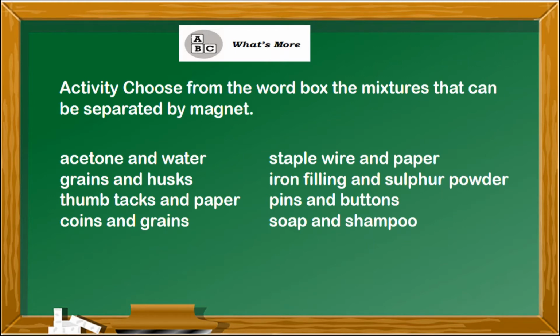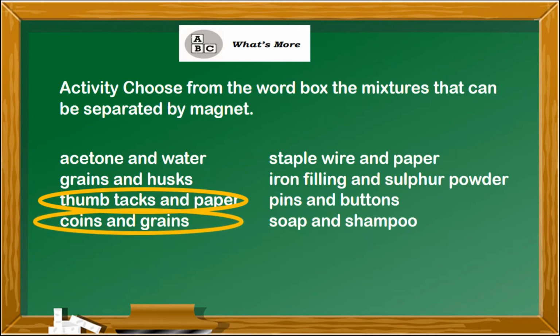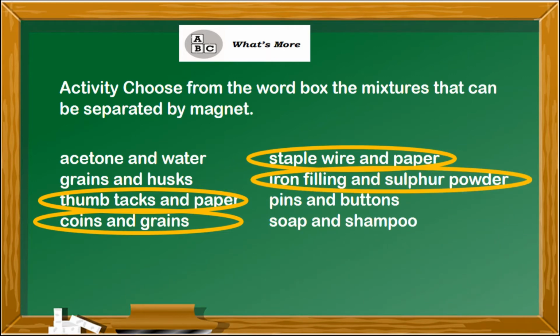Okay, what is the answer here? Of course, thumbtacks and paper, because thumbtacks attract to the magnet. Next, coins and grains. Another one, staple wire and paper, iron filling and sulfur powder. And then the last one is pins and buttons.